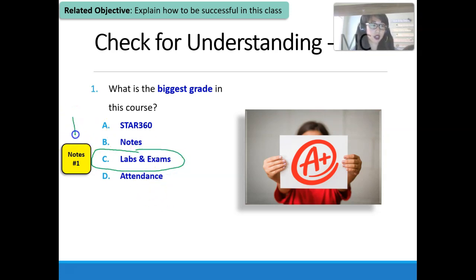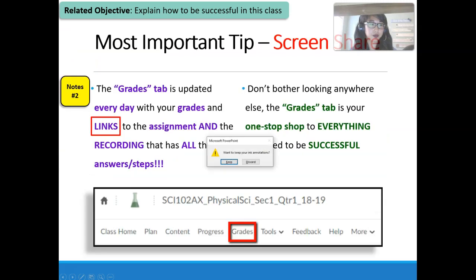You'll notice right here that there's also this yellow box that says notes number 1. Notes number 1 means that I need to go back to my notes document and fill in the correct answer using this recording. So I'm going to go ahead and show you what that looks like.